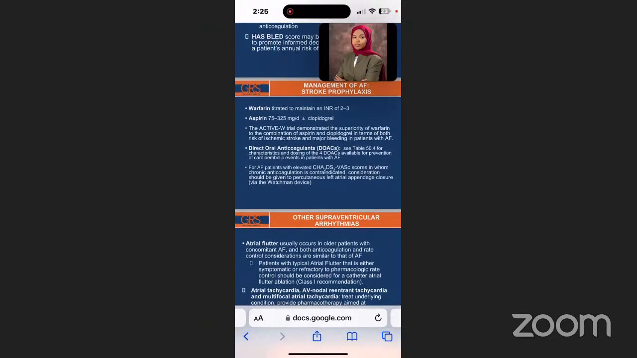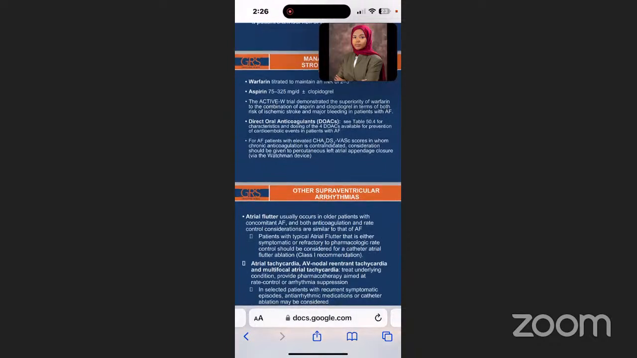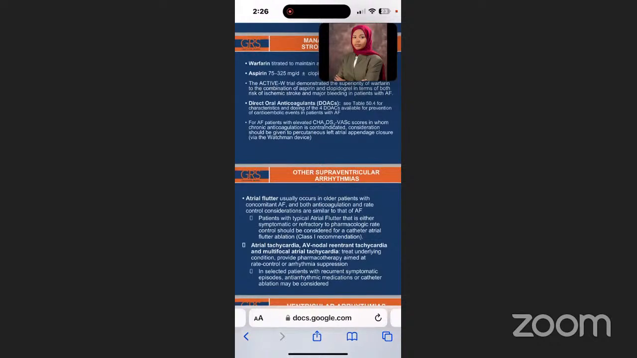For stroke prophylaxis, we can use warfarin titration to maintain an INR of 2-3. Warfarin is very difficult because we have to monitor it. Aspirin can be given at 75 milligrams or 325 milligrams per day, plus or minus clopidogrel. The ACTIVE W trial demonstrates the superiority of warfarin to the combination of aspirin and clopidogrel in terms of both risk of ischemic stroke and major bleeding in patients with AFib.